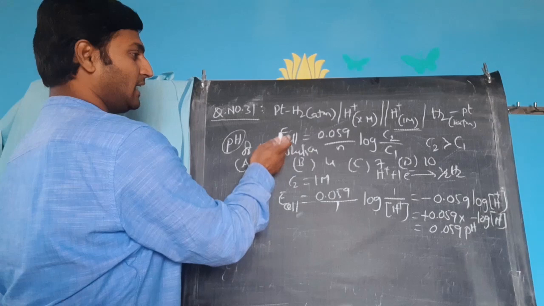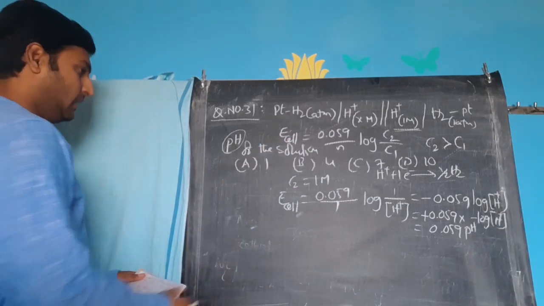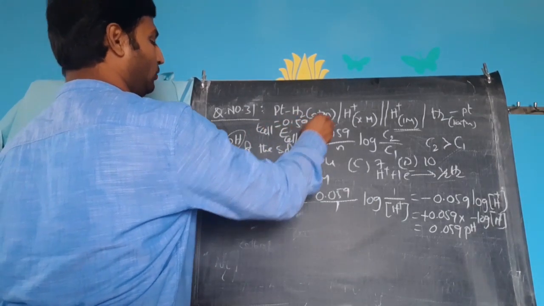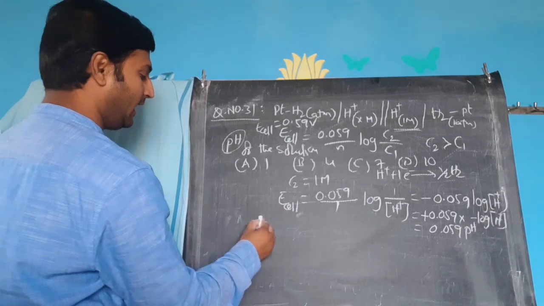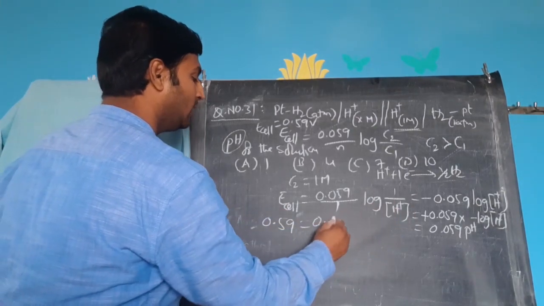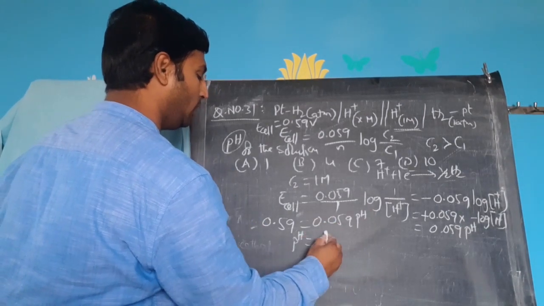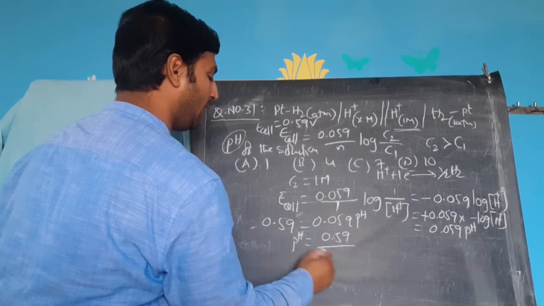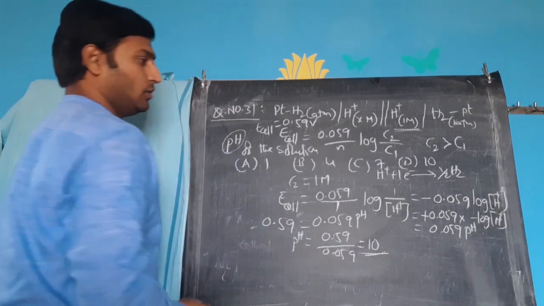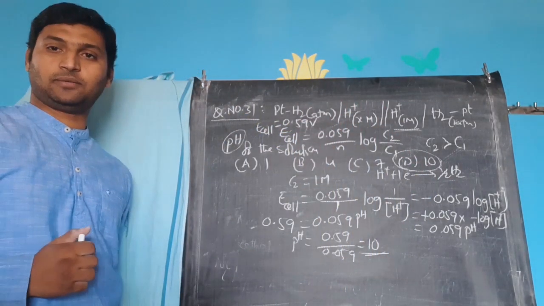So now, the E cell value. What is the E cell value? He has given you the potential. E cell he has given you as 0.59 volts. Therefore, I can write in the place of E cell 0.59. 0.59 is equal to 0.059 pH, or pH is equal to 0.59 by 0.059, which is equal to 10. So your answer is option B, that is pH is 10.